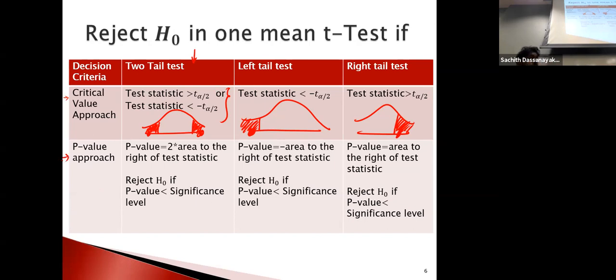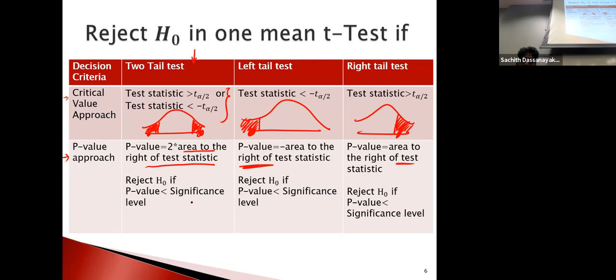Next, p-value approach. Same way how you calculate it. If it is a two-tail test, you have to find the area to the right of the test statistic multiplied by 2. 2 times delta is your p-value. Same thing if it is a left tail test, area to the left. Previous one left tail, yes. This one right tail test, 1 minus delta.